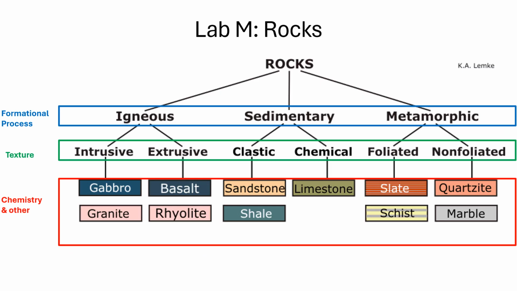In Lab N, towards the beginning of the semester, we talked about these different types of rocks. So igneous rocks are formed from lava or magma cooling. These can be intrusive, they can be formed inside the earth, or they can be extrusive and be formed on the outside of the earth.